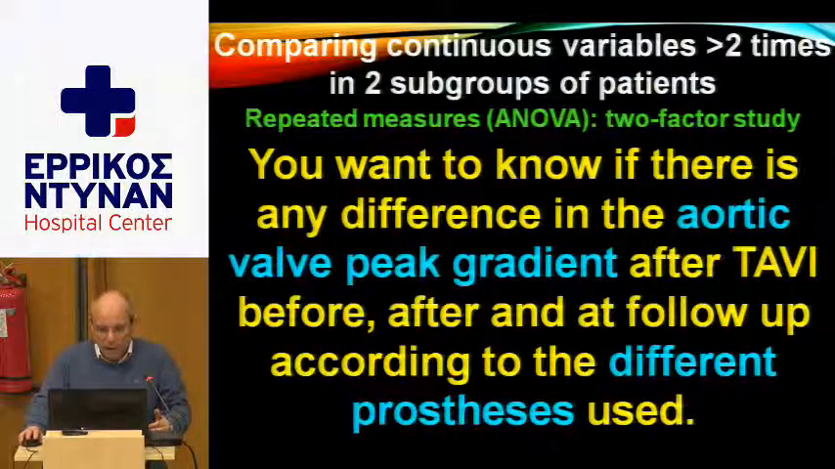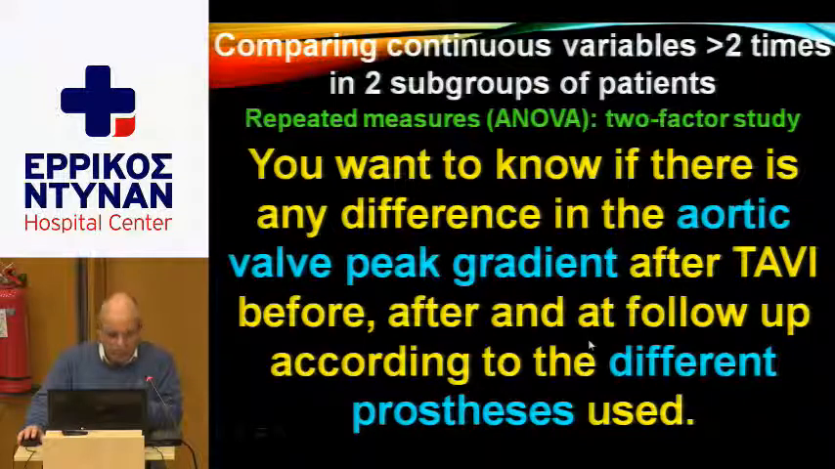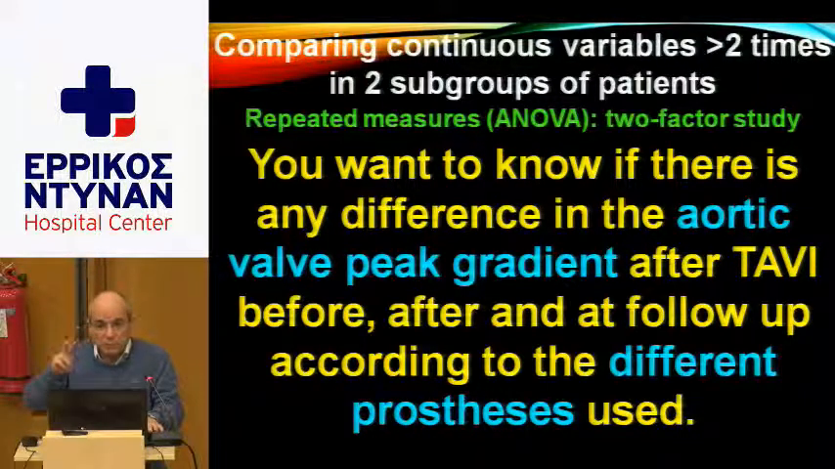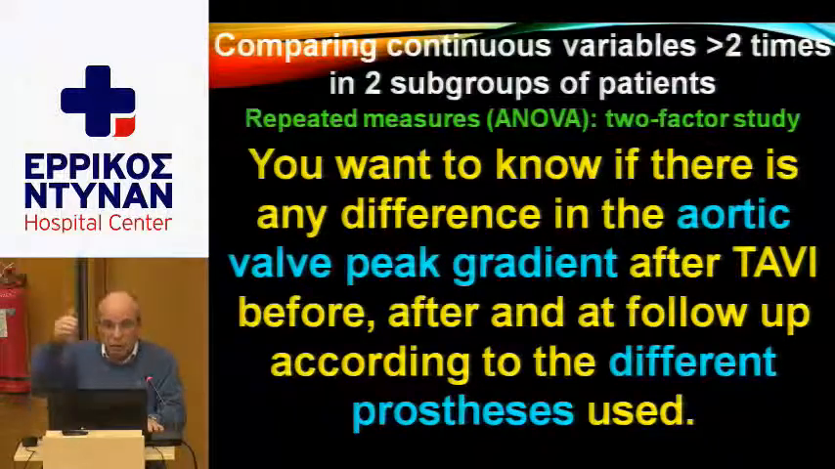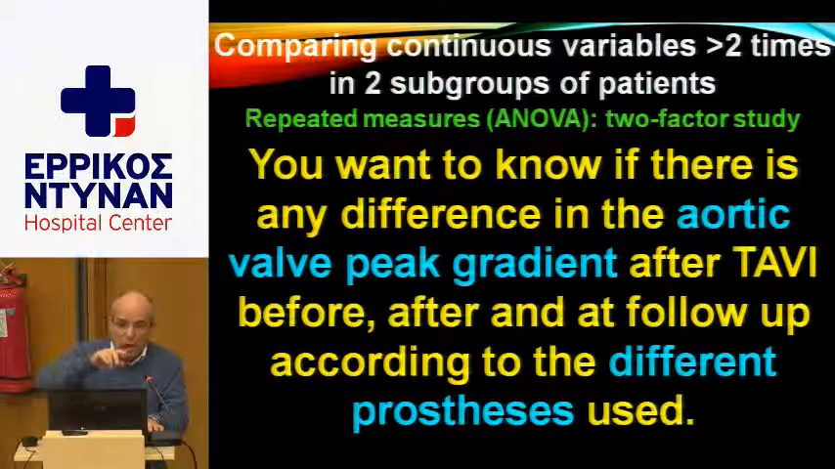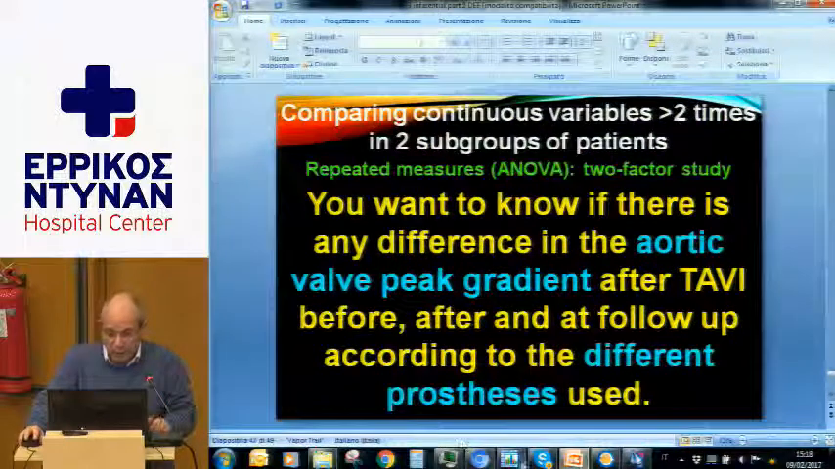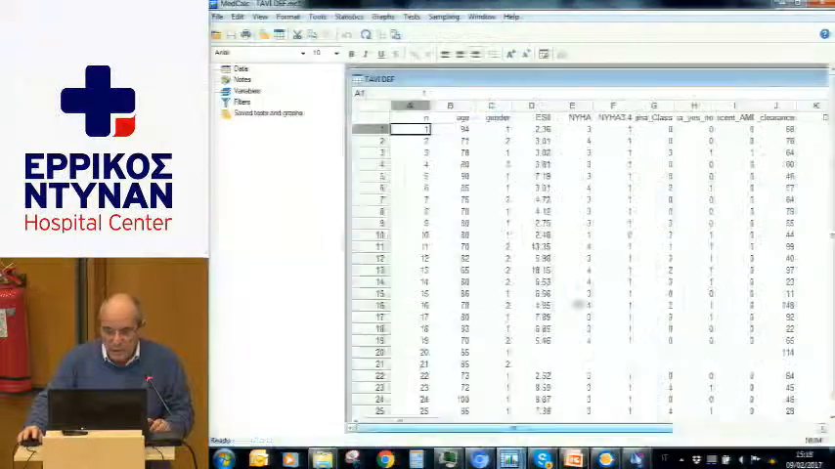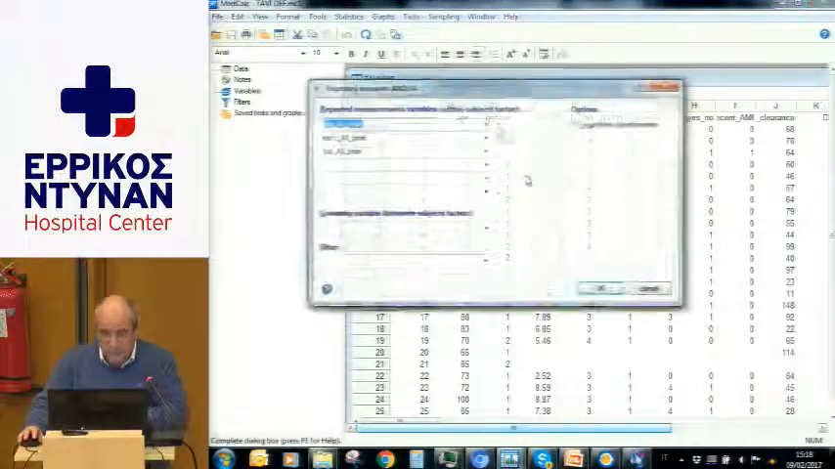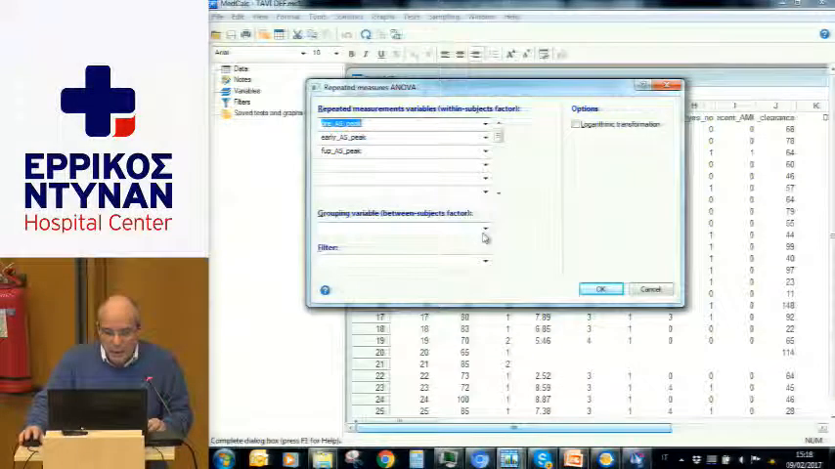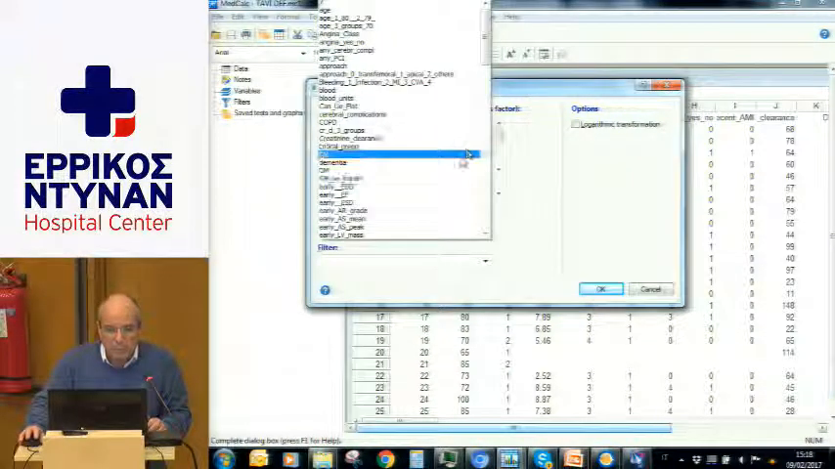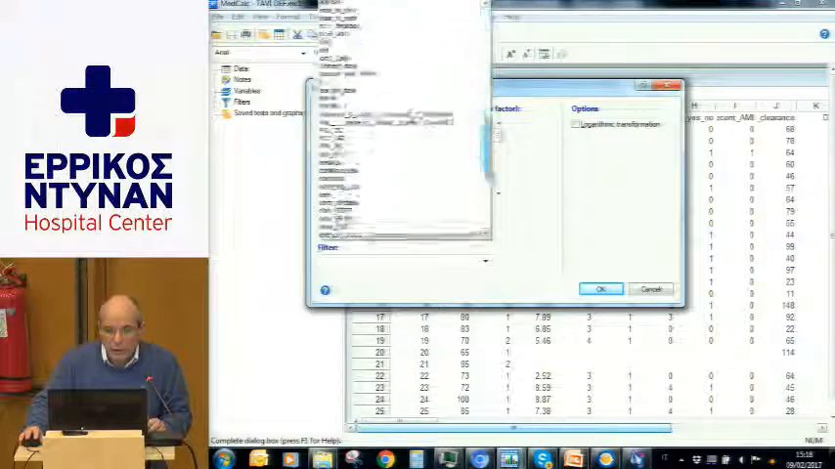The 2 factor is exactly the same, but you need to do the same with not only 1 but 2 subgroups. For instance, 3 repeated measures according to the different type of prosthesis. See here, you insert here a group variable, and not a group variable here.